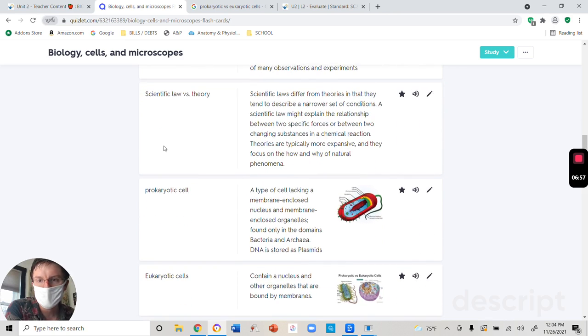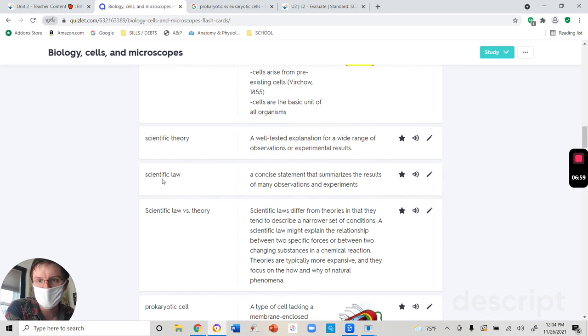And then they also want you to know scientific theory versus scientific law. So for example, a lot of people misuse the word theory. Some people use it to mean they just have a guess. No. A theory is a well-tested explanation. So for example, gravity is a theory. All right. And we all know that when you jump up, unless some crazy stuff is happening, you are going to come down. All right. So that's what that means.